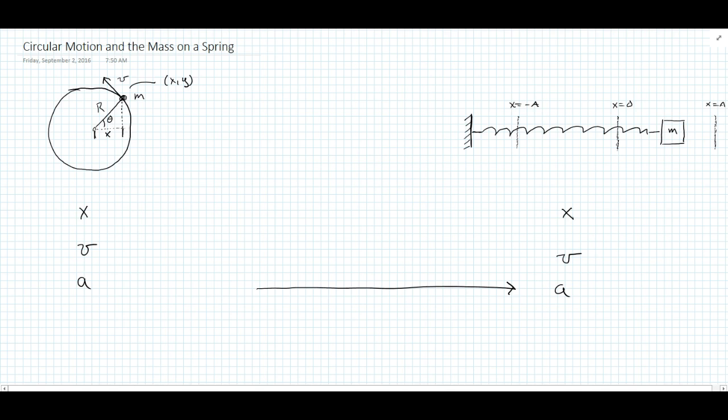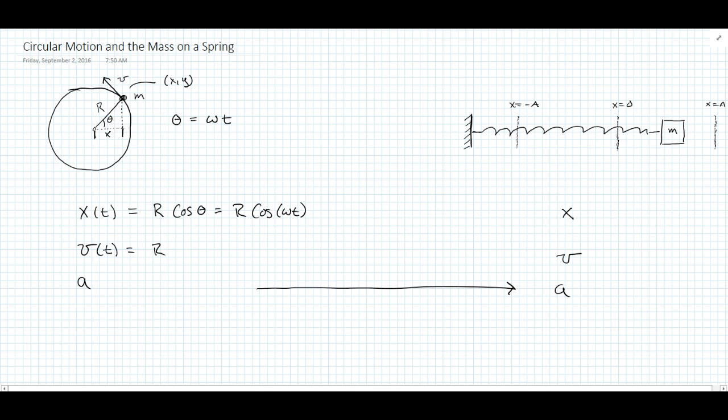So remember, from uniform circular motion, we know that this angle, as the mass travels around the circle, is going to increase with some angular velocity, and we call that angular velocity omega. So that means that the x-coordinate as a function of time can be written as the radius of the circle times cosine of the angle, which means that it's r cosine of omega t. Now, to get the velocity as a function of time, I just take the derivative of that.